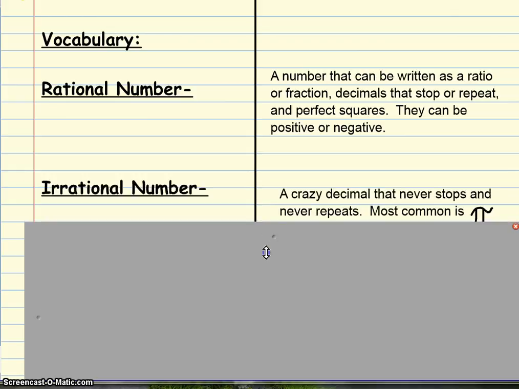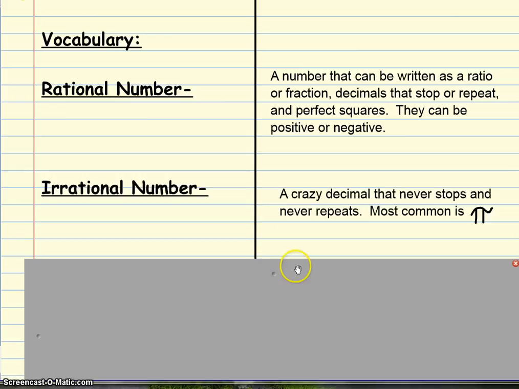An irrational number is our other vocabulary word. So go to page I in your vocabulary section. And it's a crazy decimal that never stops and never repeats. And the most common example is pi. It goes on, never stops, never repeats.